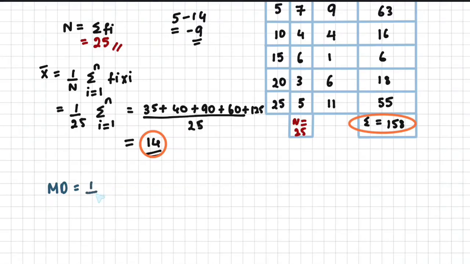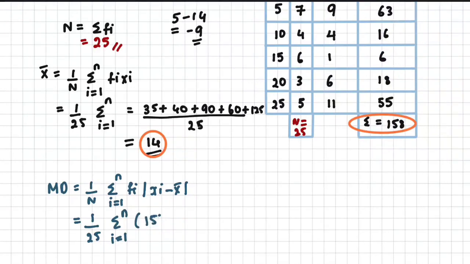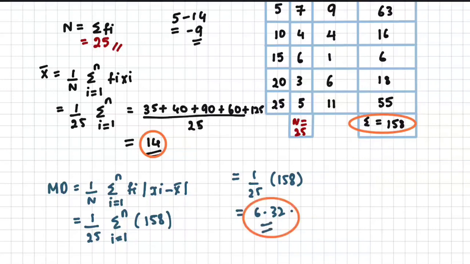Mean deviation is equal to 1 by n sigma i equal to 1 to n, Fi into modulus xi minus x bar. We already know the value of n, so 1 by n is 1 by 25, times sigma Fi into modulus xi minus x bar. What is the value? We have summed it now. It is 158. So it is equal to 1 by 25 into 158. You just have to divide 158 by 25. So the answer will be 6.32. So mean deviation is equal to 6.32. This is the final answer.